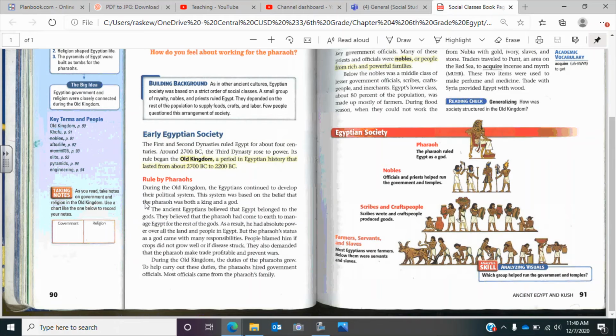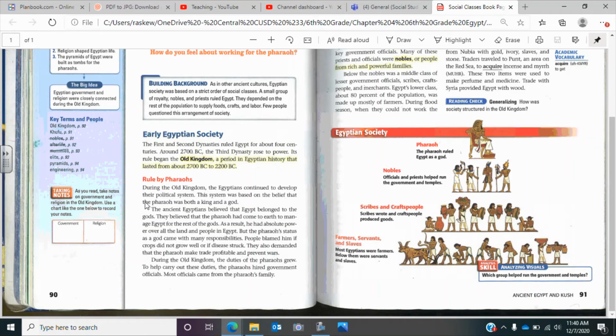The ancient Egyptians believed that Egypt belonged to the gods. So their belief was that Egypt was the best. It belonged to the gods. It was the center of everything. They believed that the pharaoh had come to earth to manage Egypt for the rest of the gods. So they believed that the pharaoh was a god that came to earth to take care of Egypt.